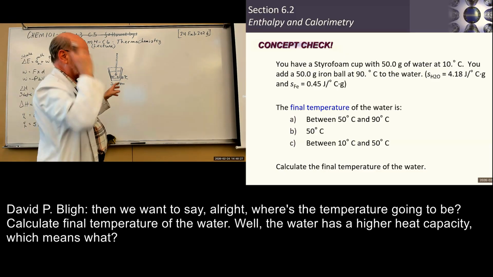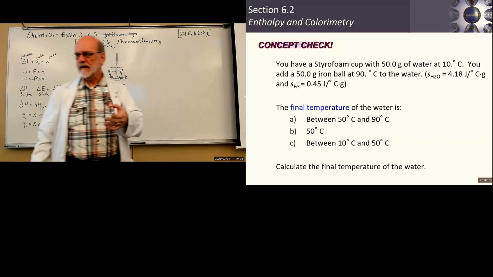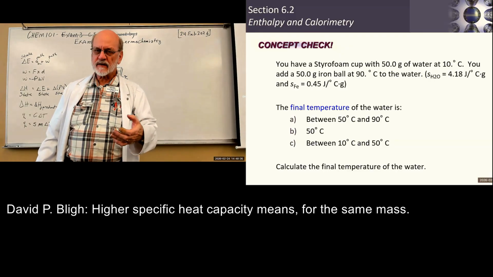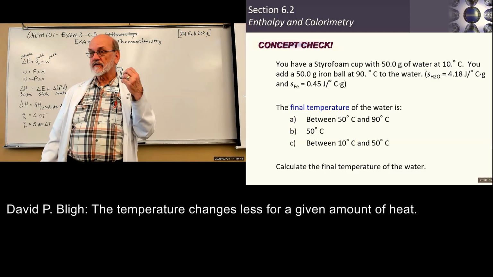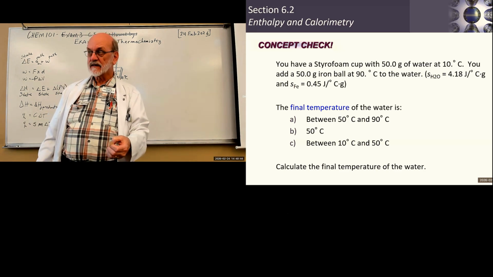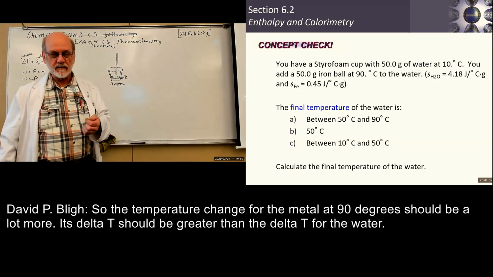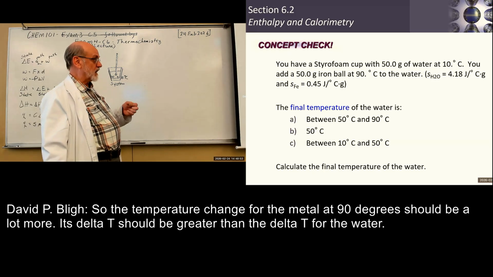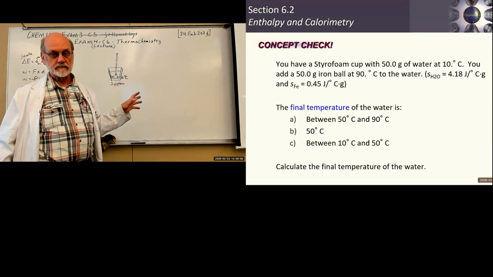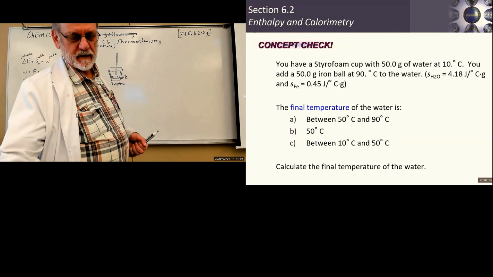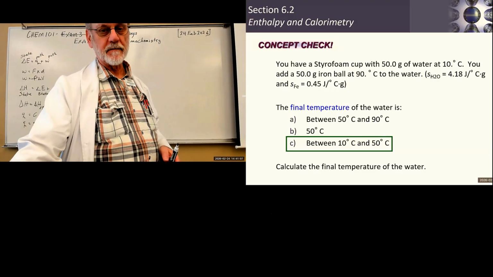Then we want to say, all right, where's the temperature going to be? Calculate the final temperature of the water. Well, the water has a higher heat capacity, which means what? Higher specific heat capacity means for the same mass, the temperature changes less for a given amount of heat. So the temperature change for the metal at 90 degrees should be a lot more. Its delta T should be greater than the delta T for water. So it ought to end up also between 10 and 50.